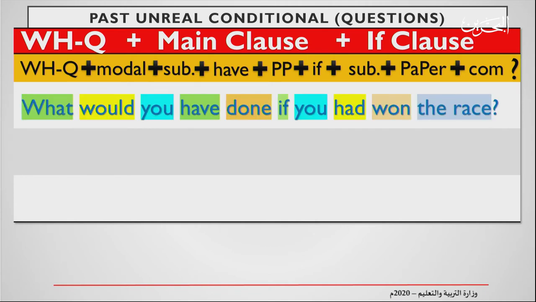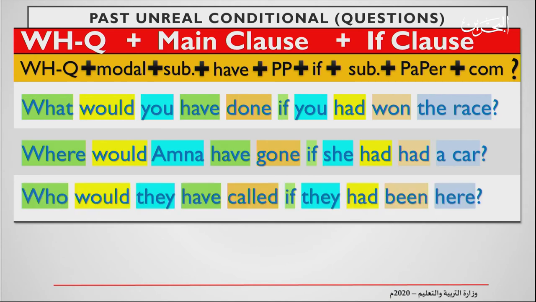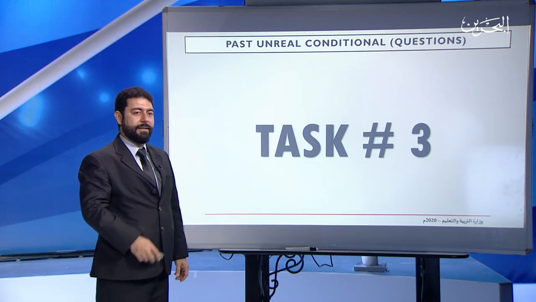Let me show you. You see, WH question word what, modal would, subject you, have stays the same. Past participle, done. If, subject, you. Past perfect, had won. Complement, the race, and the question mark. This is a second example. Where would Amna have gone if she had had a car? In had had, the first one is for the past, the second one is the perfect. Past perfect. Who would they have called if they had been here? Question mark. Now let's jump to task number 3.